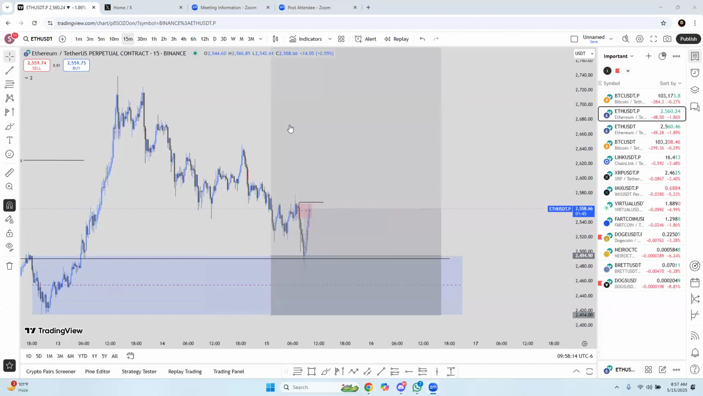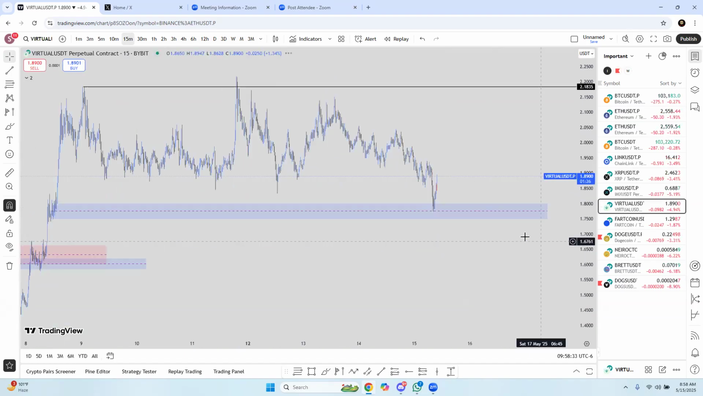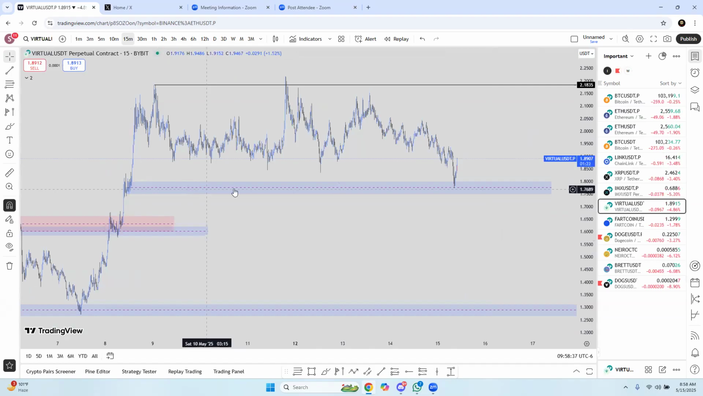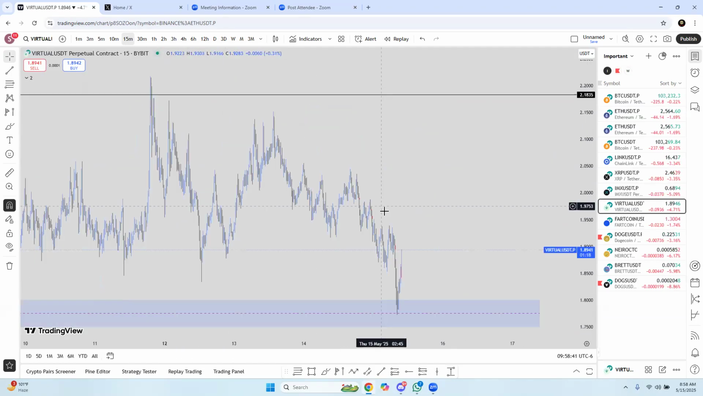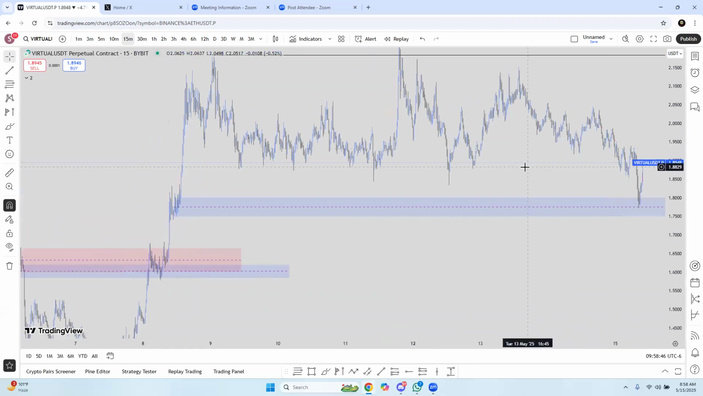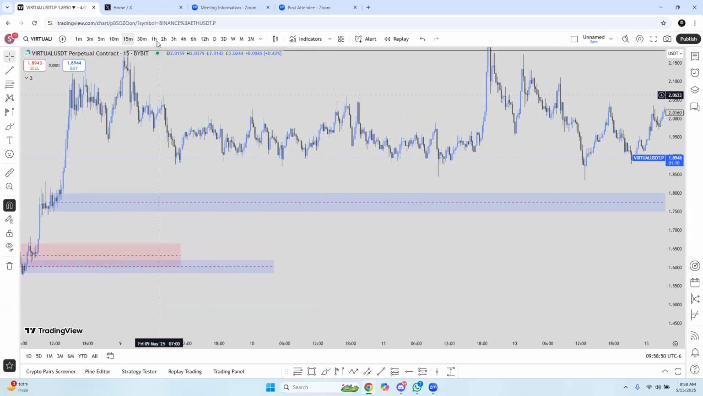Virtual. I have a setup on Virtual. It is in my red list, and I think it got hit. Yes, I had a setup on Virtual from here. ETH 2800, about 2700. It is a sell zone. Start selling it.